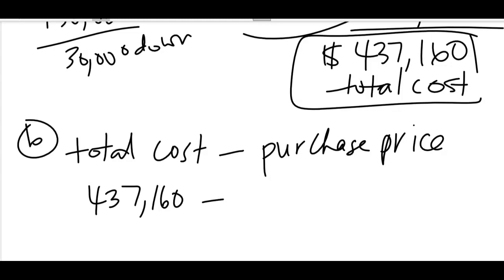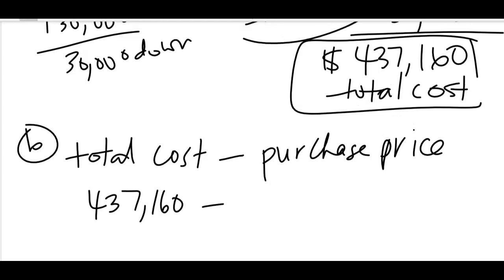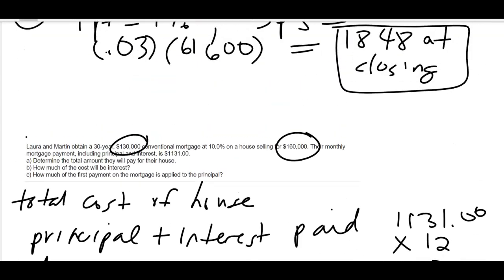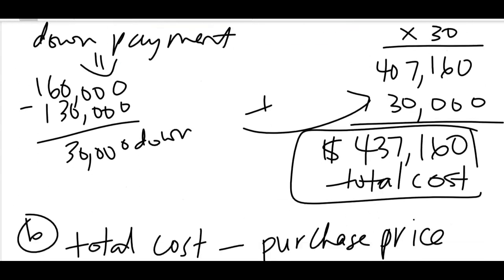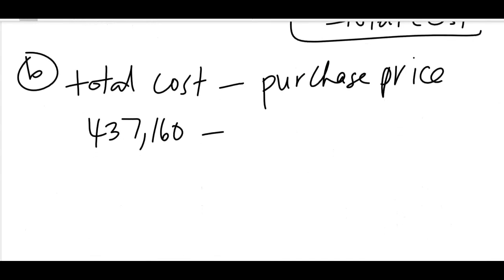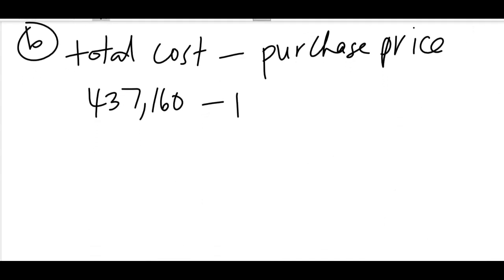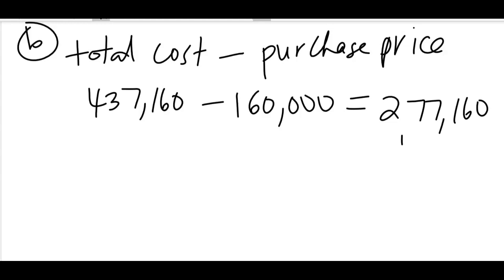Let's scroll back up and let's see. Was 160,000? Let's see. Yep, it sold for 160,000. So minus 160,000. And that'll tell us how much they paid in interest. And they paid $277,160 in interest.